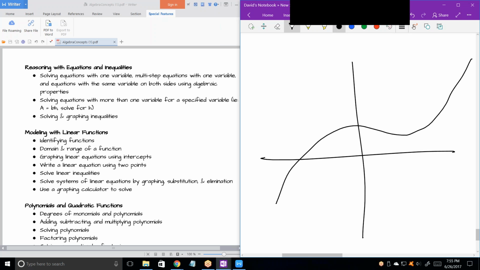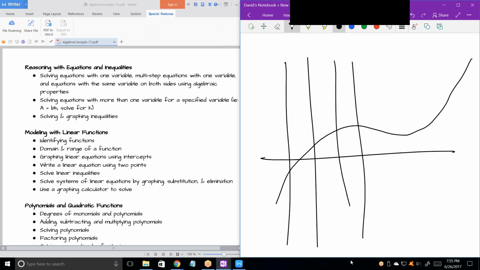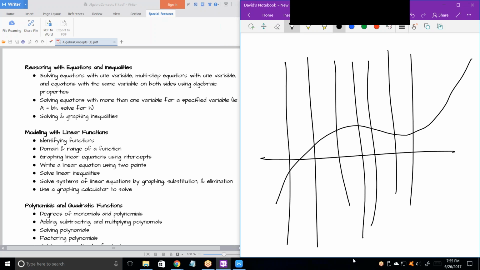test. If I pass a vertical line, no matter where I pass it on that function, I can go anywhere I want, and every time I draw a vertical line, I only get one y value. I get this one, I get that one, I get that one, I get that one. You see what I'm saying? I never get two y values. That's called passing the vertical line test. And that is a function.